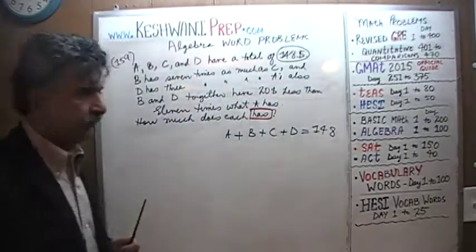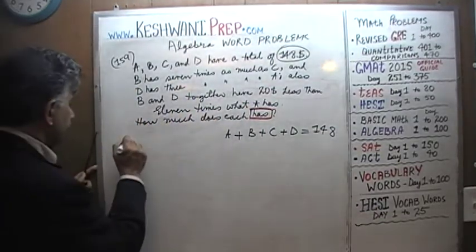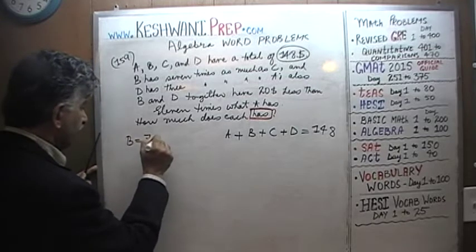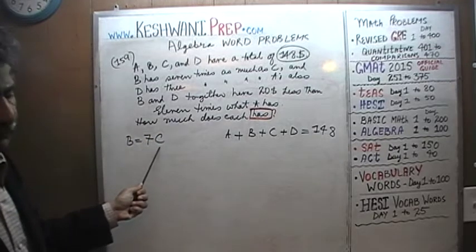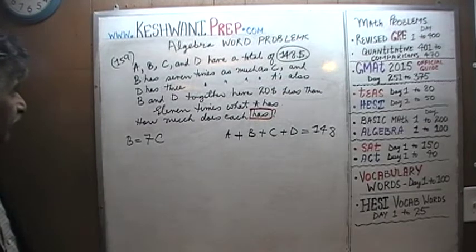That was the easy part. Then they go on to tell us that B has 7 times as much money as C. Whatever the amount of money that C has, if you were to take 7 times that amount, that's how much B has. That's our second equation.